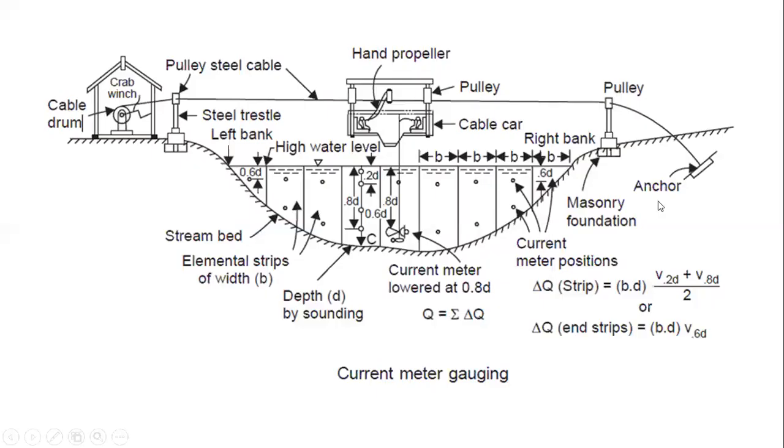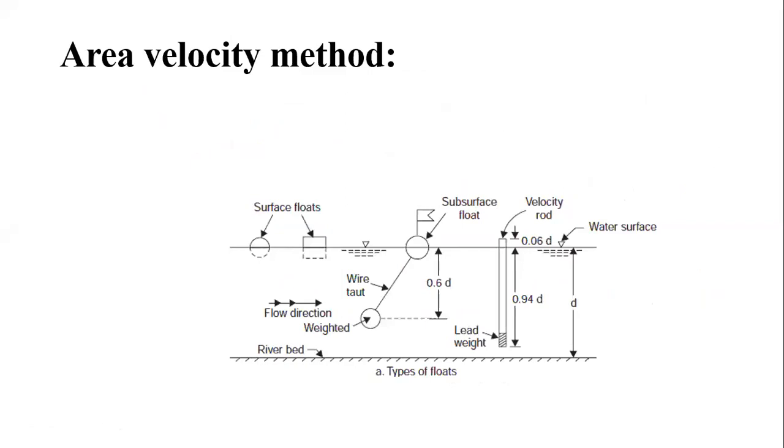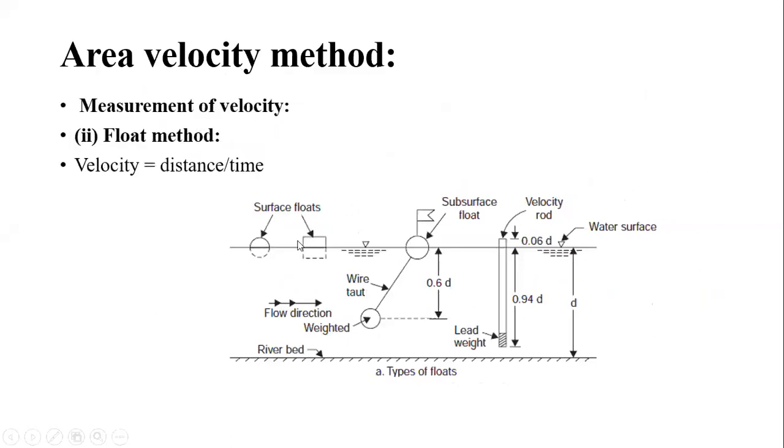Okay, so now after knowing the velocities by current meter, the next method is by the floats. Those floats may be surface floats, rod floats, etc.